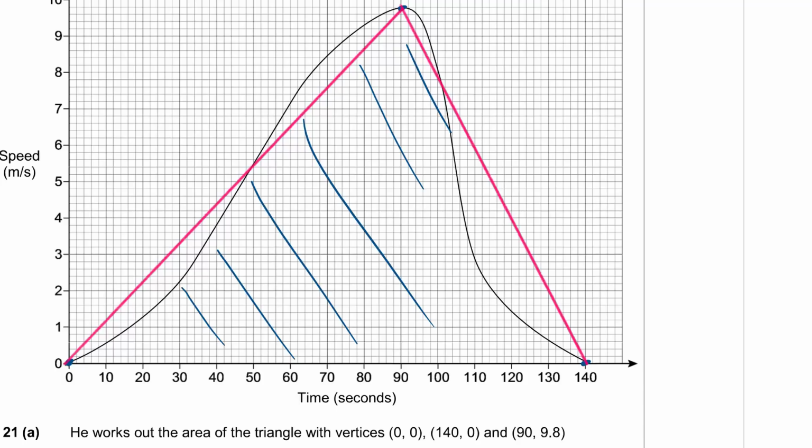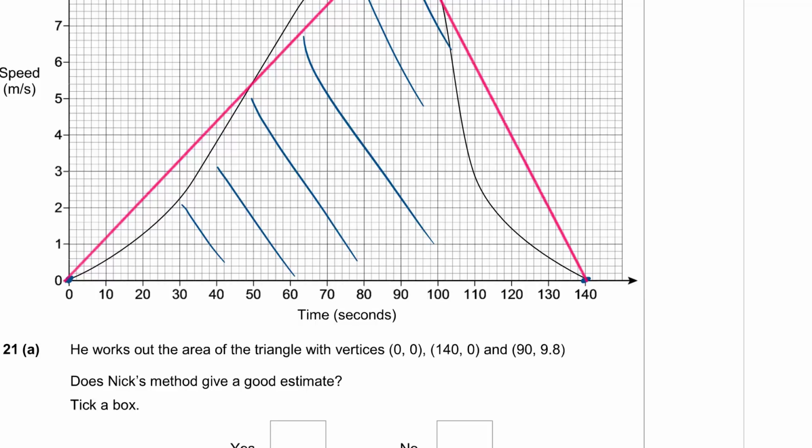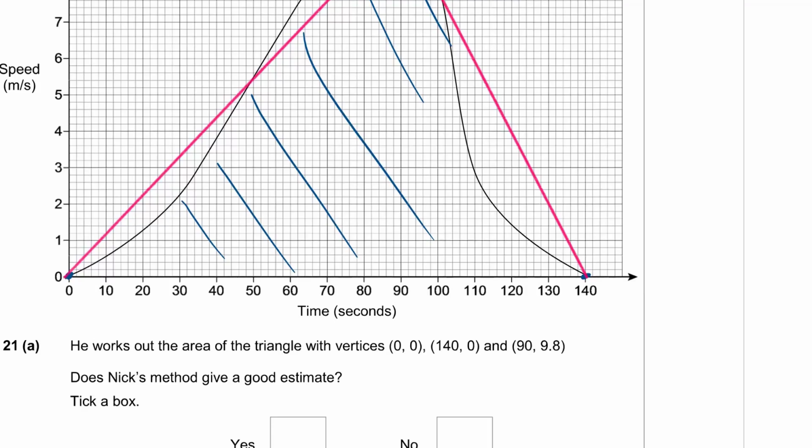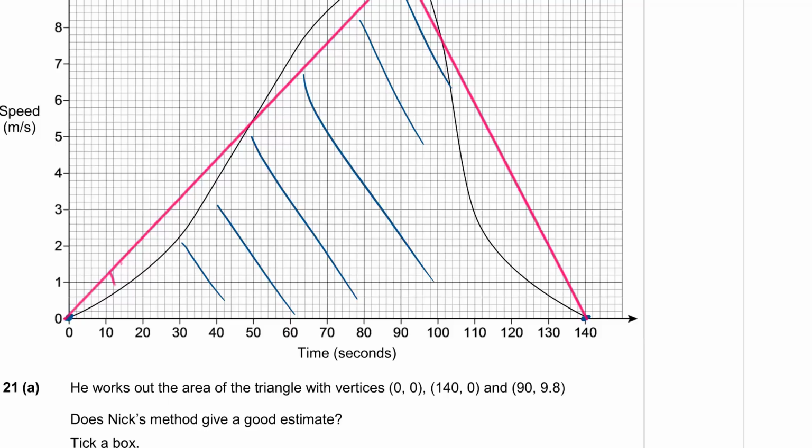So, going to work out the area of that triangle rather than the wibbly wobbly area. Does Nick's method give a good estimate? Tick the box. I would say it does on the whole. You've got this bit here which is an overestimate, but it kind of matches up with this bit up here which is an underestimate. Those two areas are fairly similar. You've also got this little bit up here which is an overestimate, and quite a large area down here which is an underestimate.